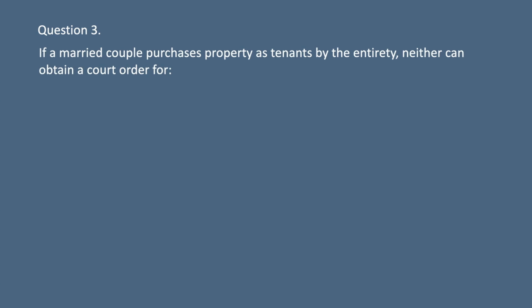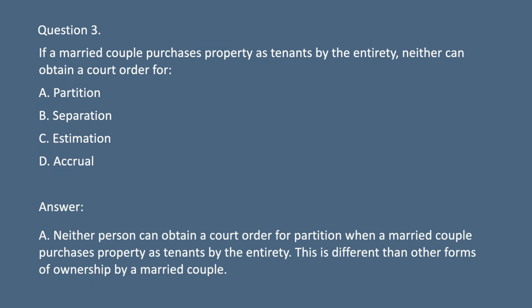Question 3. If a married couple purchases property as tenants by the entirety, neither can obtain a court order for A. Partition. B. Separation. C. Estimation. D. Accrual. Answer. A. Neither person can obtain a court order for partition when a married couple purchases property as tenants by the entirety. This is different than other forms of ownership by a married couple.